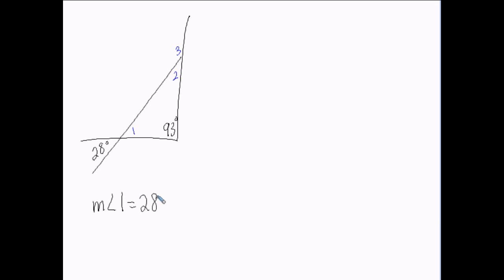Okay, and then like I said, I tend to like to label them right here, so I can see what's happening in the picture. Once I know this is 28, I can use that to find angle 2. So maybe 180 minus 93 and 28. 59. Yeah? 59, yeah. Cool. Okay, so that's angle 2.